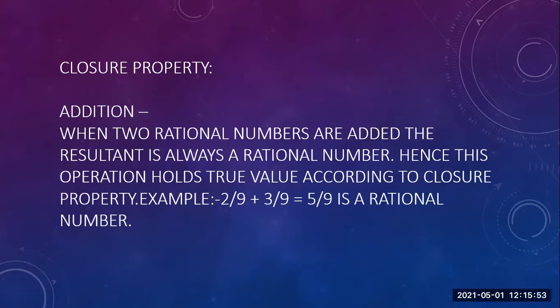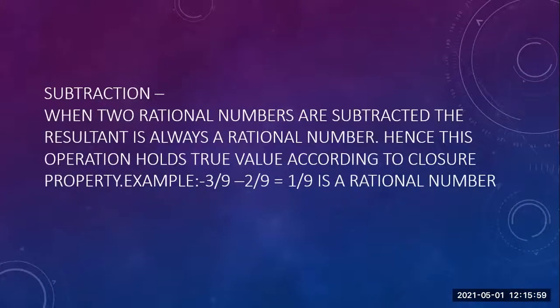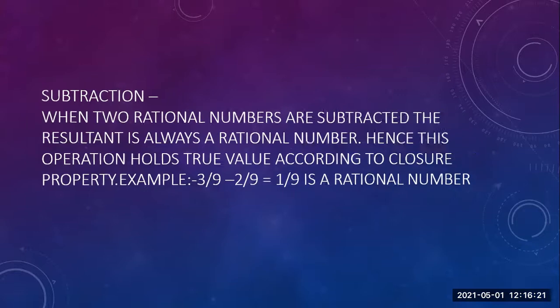For example, 2 by 9 plus 3 by 9 is equal to 5 by 9, which is a rational number. Next is subtraction. When two rational numbers are subtracted, the resultant is always a rational number. Hence, this operation holds true according to the closure property. Example, minus 3 by 9 minus 2 by 9 is equal to minus 1 by 9, which is a rational number.